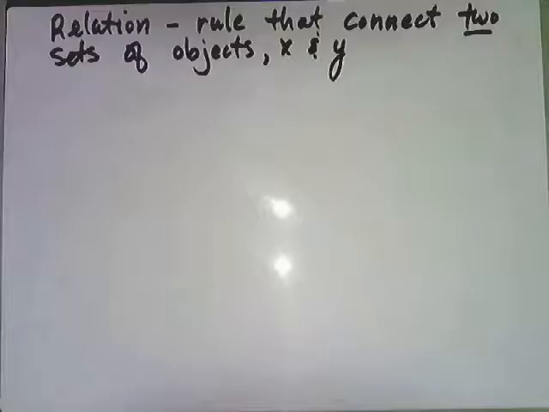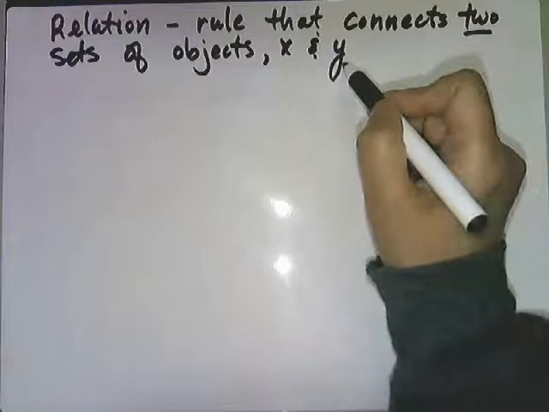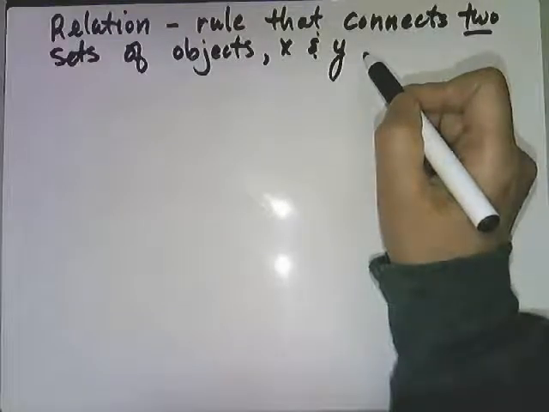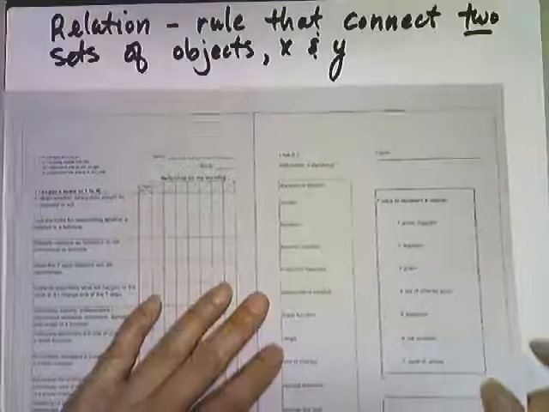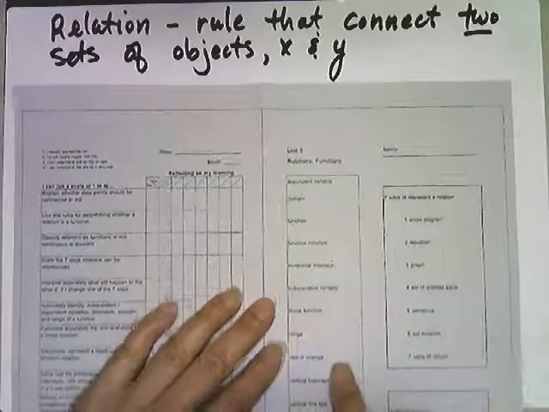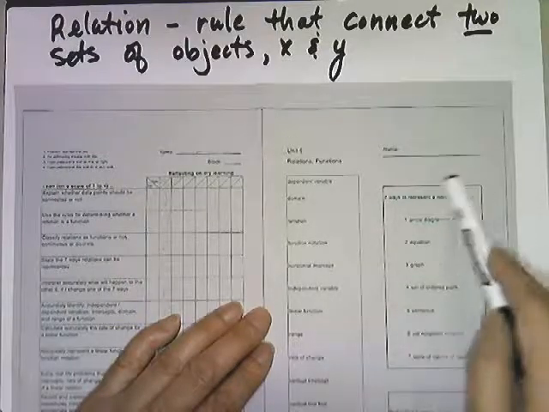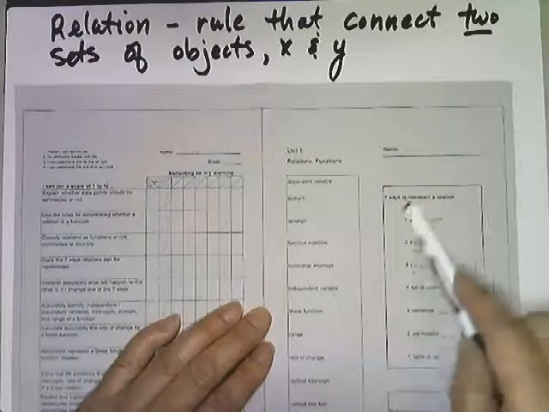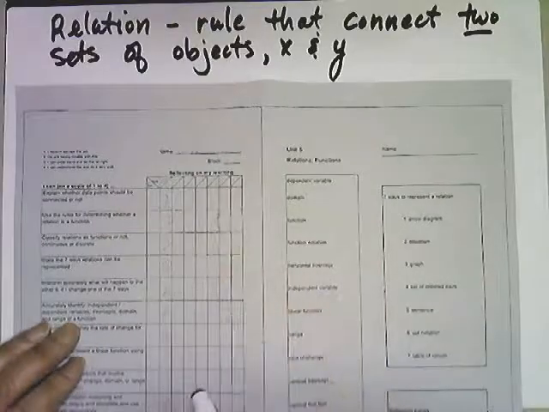A relation is a rule that connects two sets of objects, x and y. I use x and y, but it doesn't have to be numbers. It could be things, and you'll encounter some of these as you work through the exercises. So you should have your rubric handy. This box here contains your vocabulary. This here, 7 different ways to represent a relation, and of course this is your self-check.